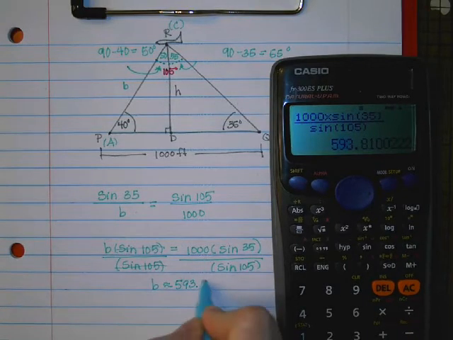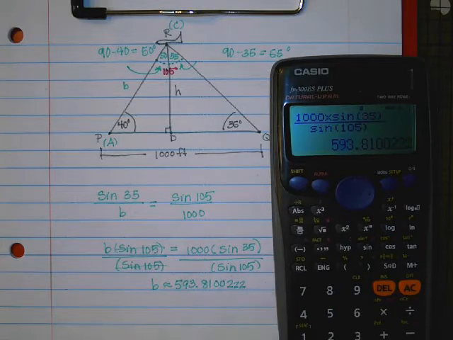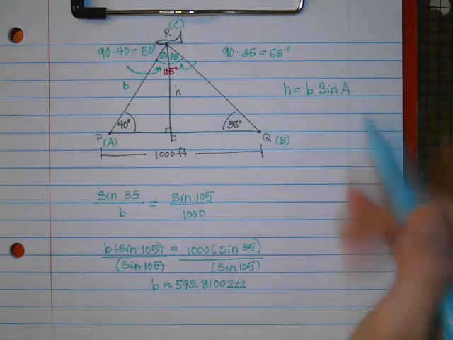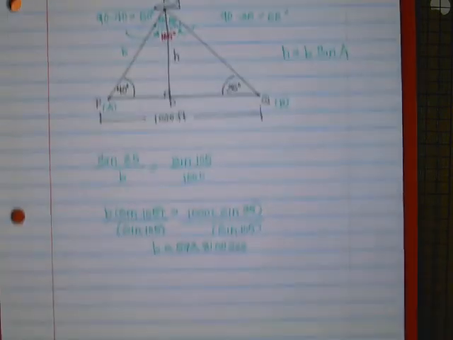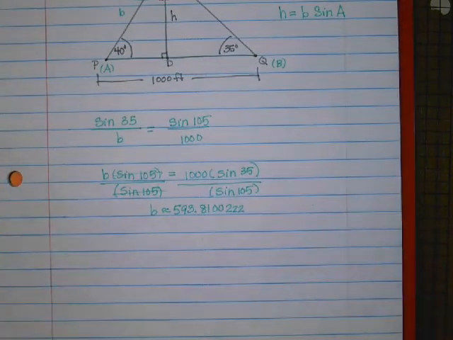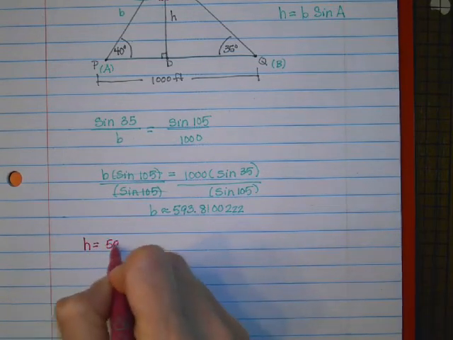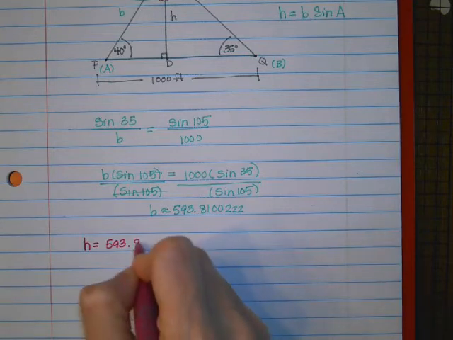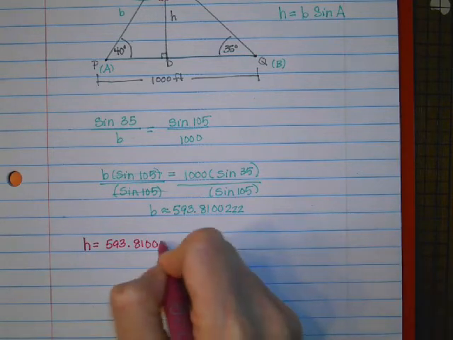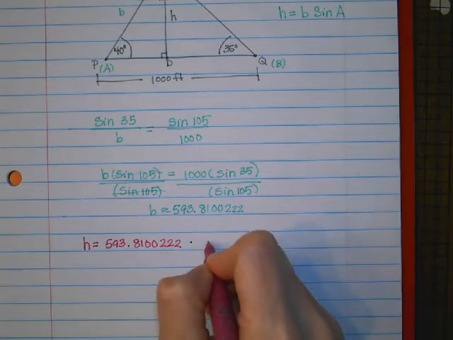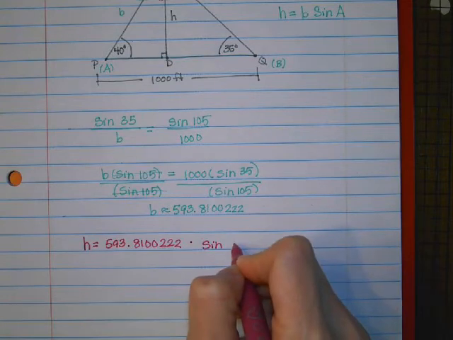So everything I see on the screen is 593.8100, 8100, and 222. Alright? So from here, I now know my formula. Remember, angle A we said is 40 degrees. We'll bring this up a little bit so we don't lose everything. Alright, we're going to flip this out. So then my height is going to be equal to little b, which is 593.8100222, times the sine of big A, which is 40 degrees.